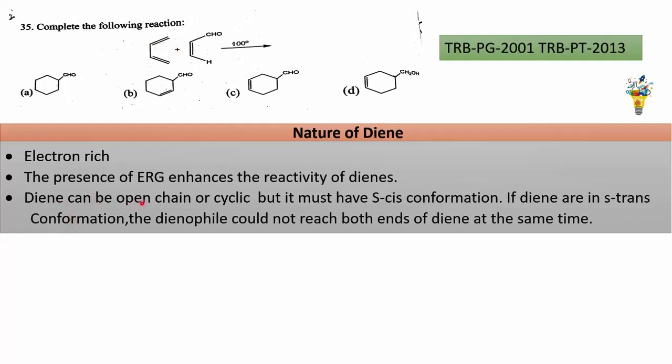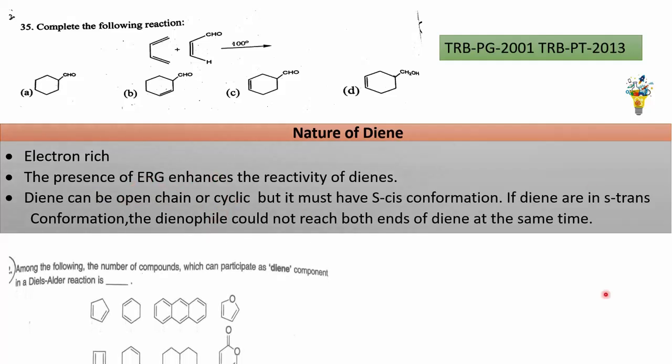The diene can be open chain or cyclic. This is an open chain; in some cases it may be cyclic. Cyclic is well and good, it is more reactive than the chain form, and it must have the s-cis conformation. If dienes are in the s-trans conformation, the dienophile cannot approach both ends of the diene at the same time. The reaction is concerted and suprafacial, so if it is in the trans position, the approach of the dienophile is not possible. So the diene must be in the s-cis conformation, it may be chain or cyclic, it should be electron rich, and the reactivity is increased by electron-releasing groups.